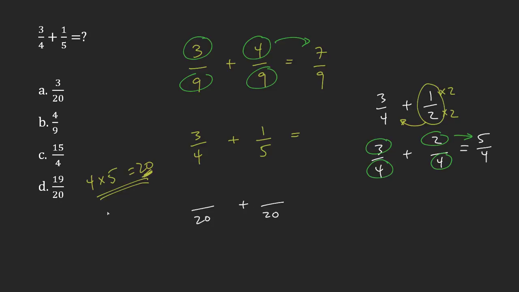But I have to think about how I got there. It was 4 times 5 on the bottom, so I have to do 3 times 5 on the top. 3 times 5 gives me 15. How did I get to 20 from 5? 5 times 4 gives me 20, so it's got to be 1 times 4. And so that gives me 4. So 15 twentieths plus 4 twentieths gives me, remember you can just add the tops when the bottoms are the same, 19 twentieths. And so my answer is D.